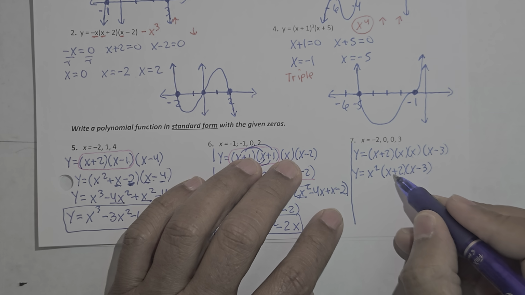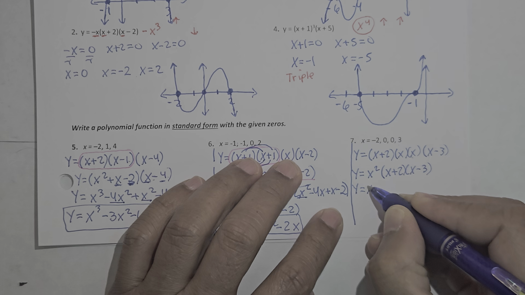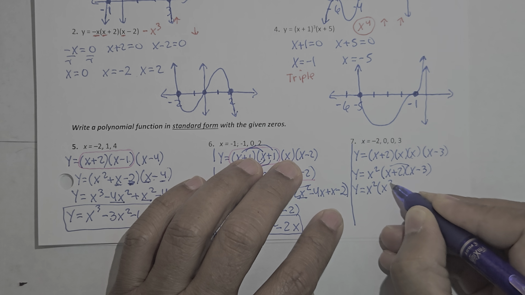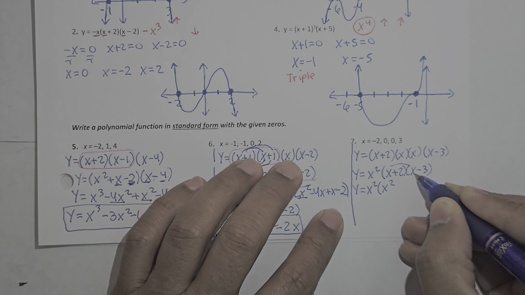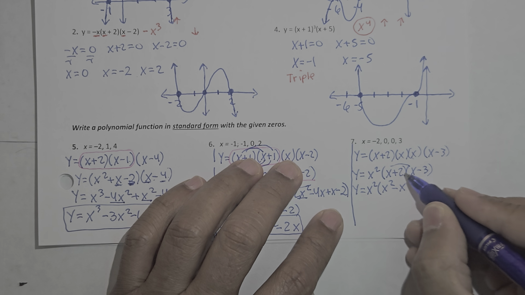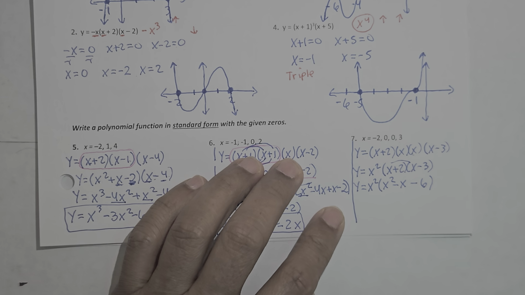So what I'm going to do next is multiply these two binomials. So y equals, keep this one on the front, x times x, x squared, x times negative 3, that's negative 3x. 2 times x, that's positive 2x, so then minus x. And then last is 2 times negative 3, which is minus 6.